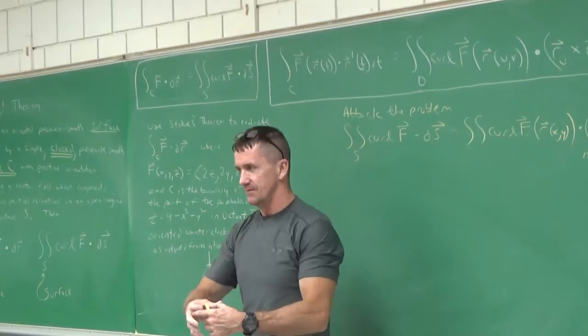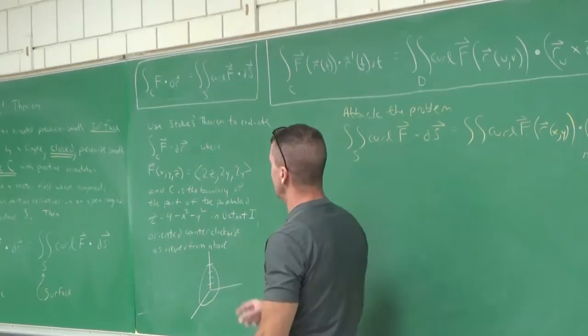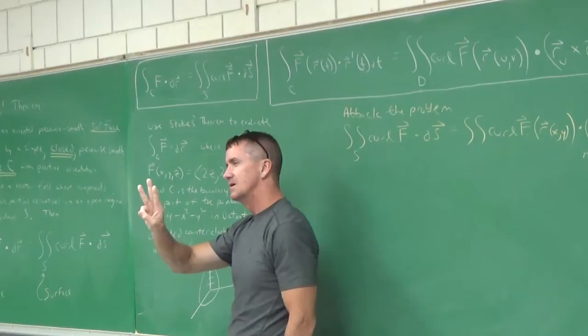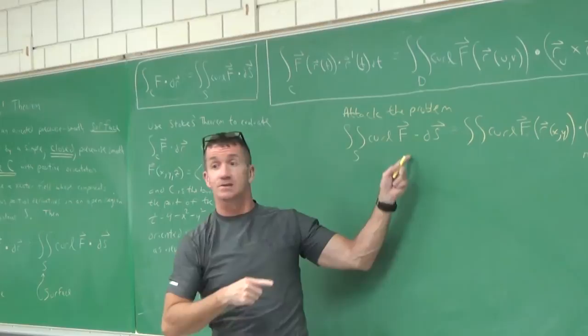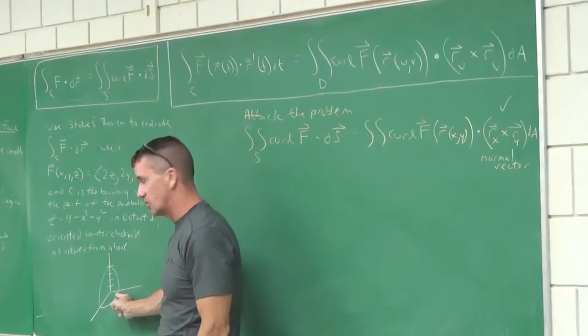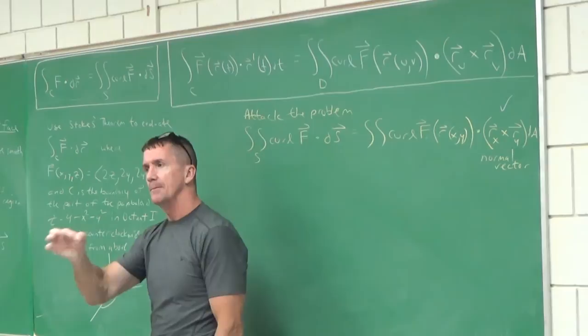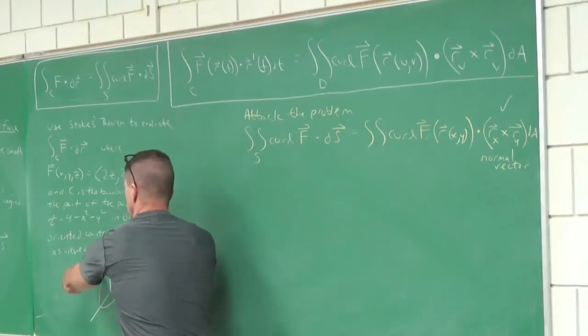So, do you notice something? If we attacked the problem the other way, you'd have 3 line integrals. You'd have to parameterize that curve and do that line integral, then that line integral, then that line integral. That's the boundary curve or path of the surface. I mean, the surface is this part. That's the surface. The boundary is right here.